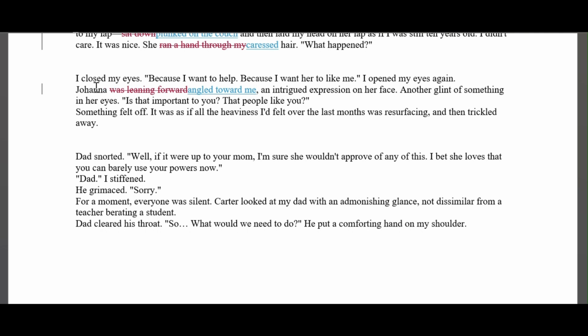If you do want to have her have been leaning forward while her eyes were closed, we could also have something more of an observation, like maybe Joanna's face was closer to me now, something like that. So it's more centered on Nikki's perception. An intrigued expression on her face. So yeah, not the best thing, but not verb thingies.